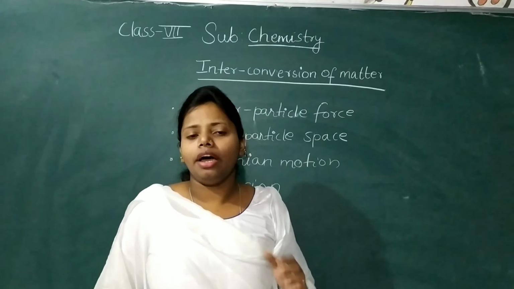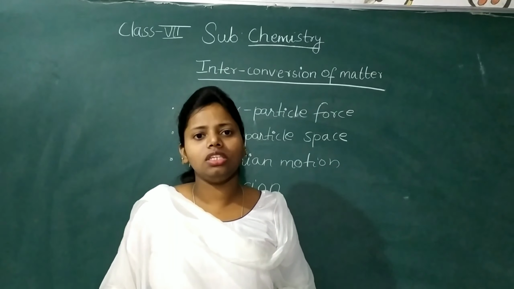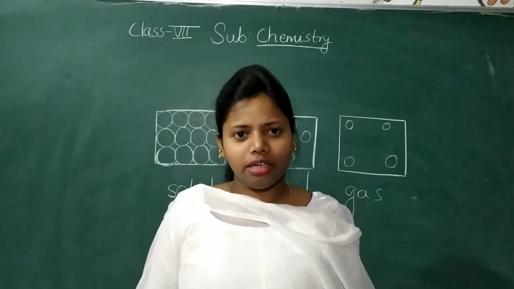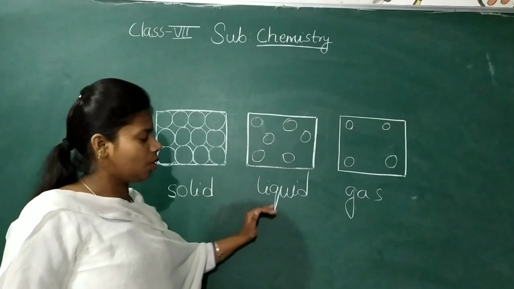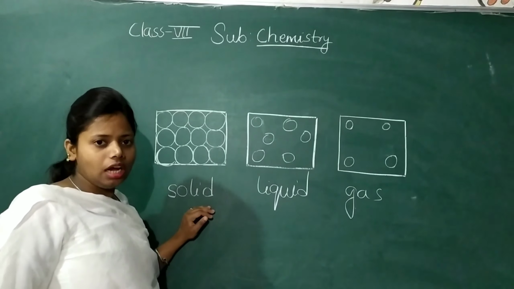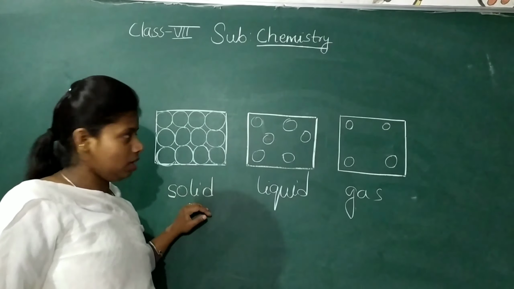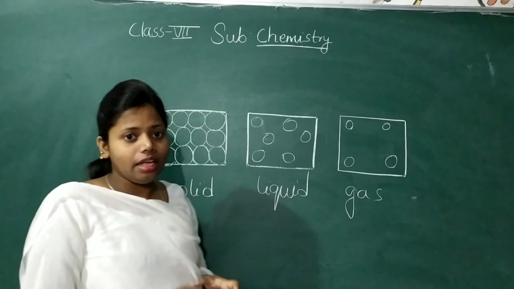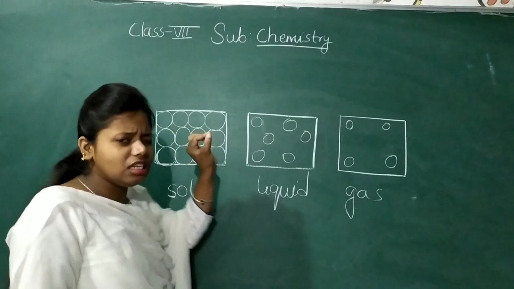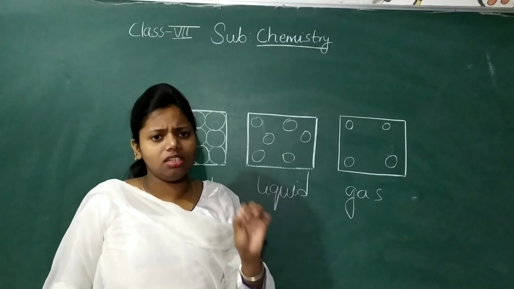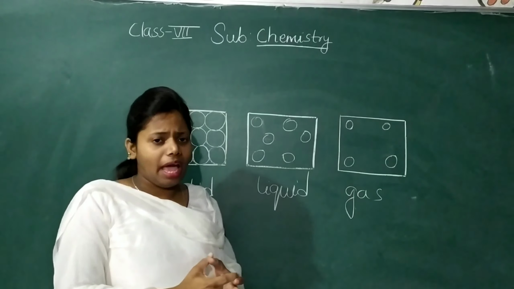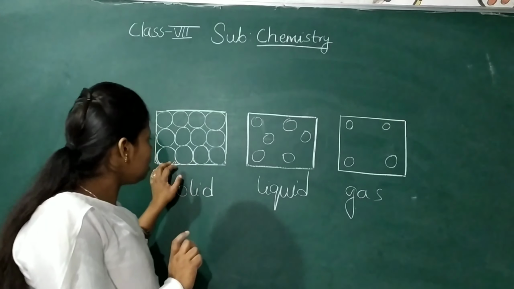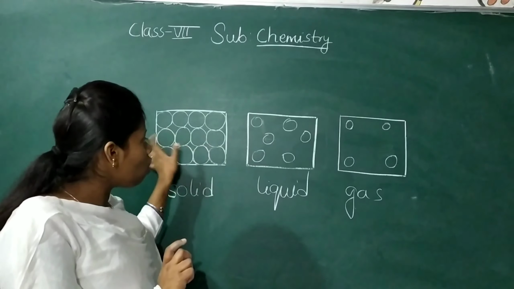And now we will see the arrangement of particles in the three states of matter: solid, liquid and gas. First we'll start with the solid state. In solid state, the particles are very closely packed, tightly packed. There is very little space between the particles, because they are closely packed, and the particles cannot move here and there. Can you see? It is closely packed now, and the particles cannot move here and there.